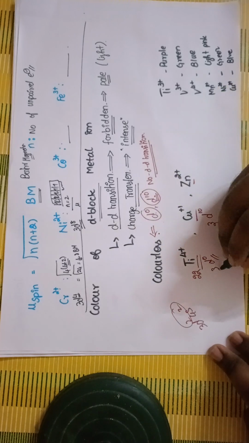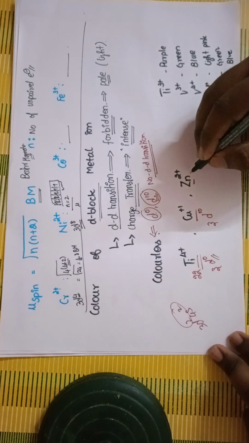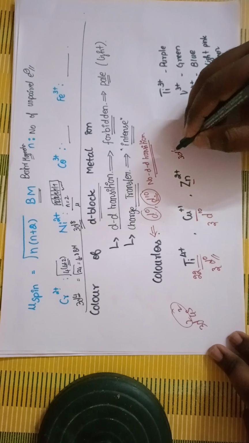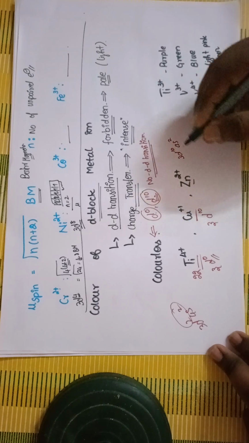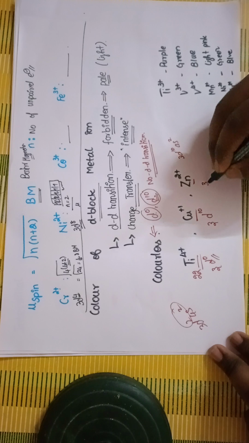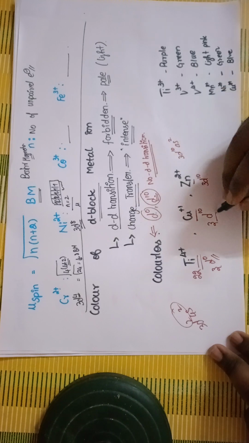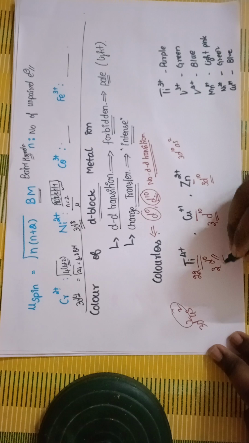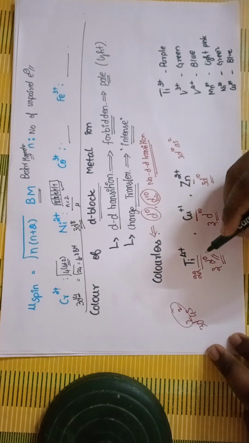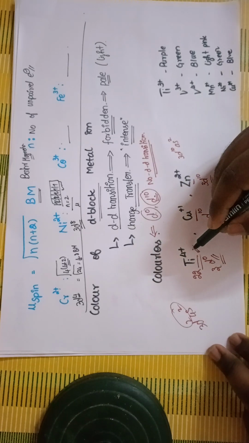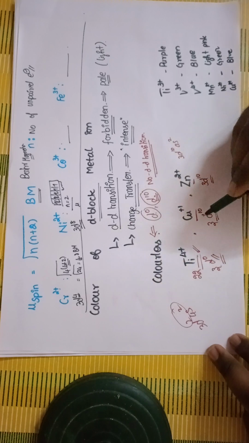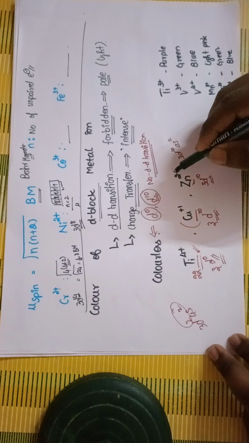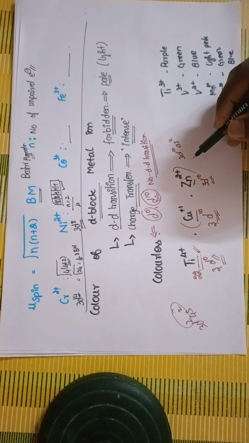Here also, zinc in neutral state is 3d10 4s2. In Zn2 plus it loses 2 electrons, so the configuration will be 3d10. It is completely filled, so there will be no d-d transition. There will be no d-d transition because the d orbital is completely filled in Cu plus 1 and Zn2 plus, cuprous and zinc.